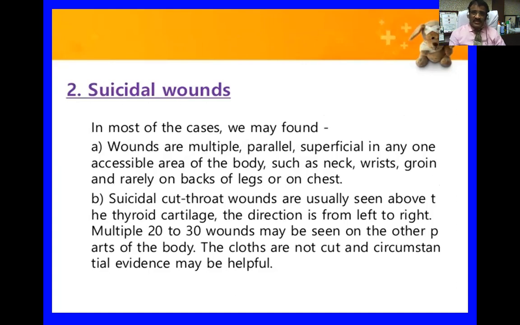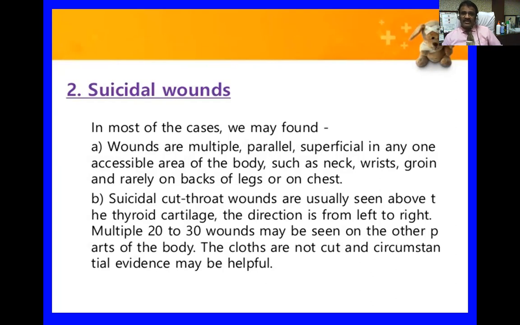And suicidal wounds. In most cases, we may find wounds in multiple number, parallel and superficial, in any one accessible area of the body, such as neck, wrist, and groin. Rarely on the backs of the legs and the chest, because they are not approachable. Suicidal cut throats are usually seen above the thyroid cartilage. The direction is from left to right because people are mostly right-handed. Multiple wounds may be seen on other parts of the body. The clothes are not cut and the circumstantial evidence may be helpful.